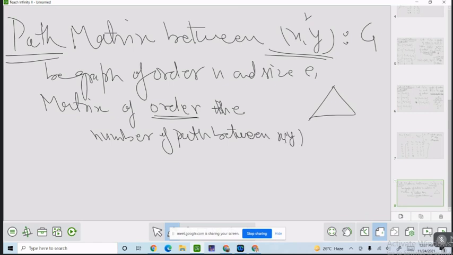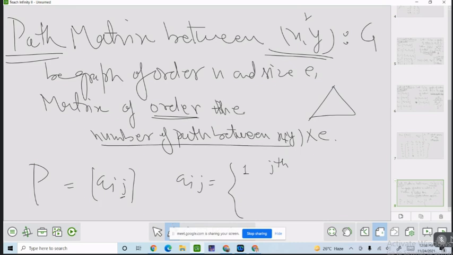Okay, and it is denoted by, suppose P, and it is a_ij. Okay, matrix a_ij, and a_ij has value 1 when the jth edge lies in the ith path. Basically j is the edge and i is the path. Here this is the path representation, this is the edge. If the jth edge lies in the ith path, we will write 1, otherwise 0.